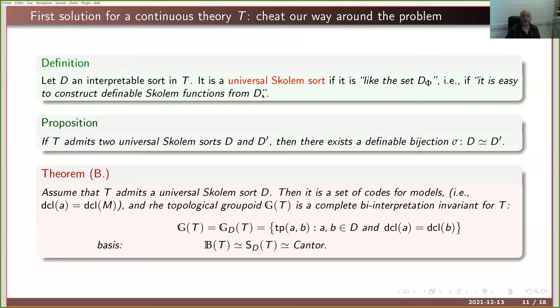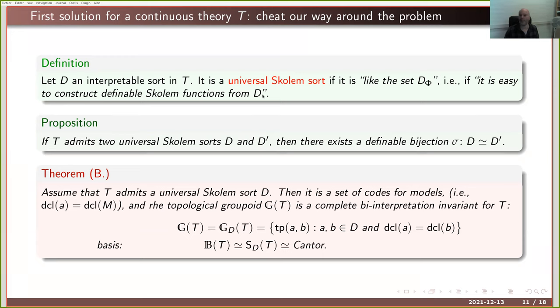I don't remember if I've already spoken about this and where, but I actually had some kind of solution for this, but it was a cheating solution. Basically, pretend that there is no problem. Let's assume that even in a continuous theory, you have a sort, a definable set, an interpretable sort, like that D phi we define in Boolean logic. I'm not going to give the precise definition, it's kind of technical, but morally what it says is you can easily construct definable Skolem functions from D. So if you have a formula on D and some other sort, and you look for witnesses, you can get them definably.